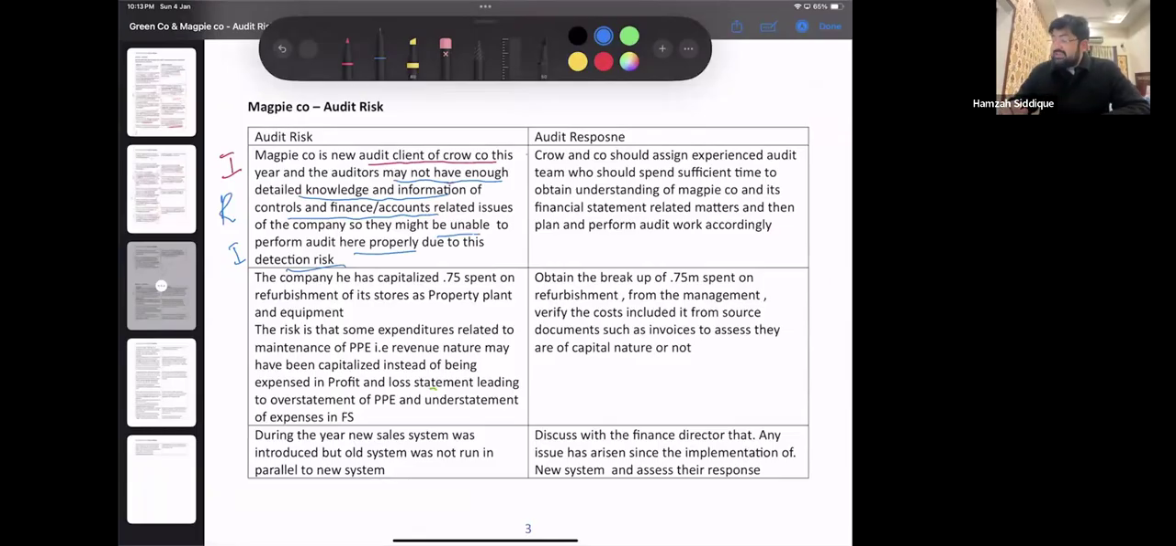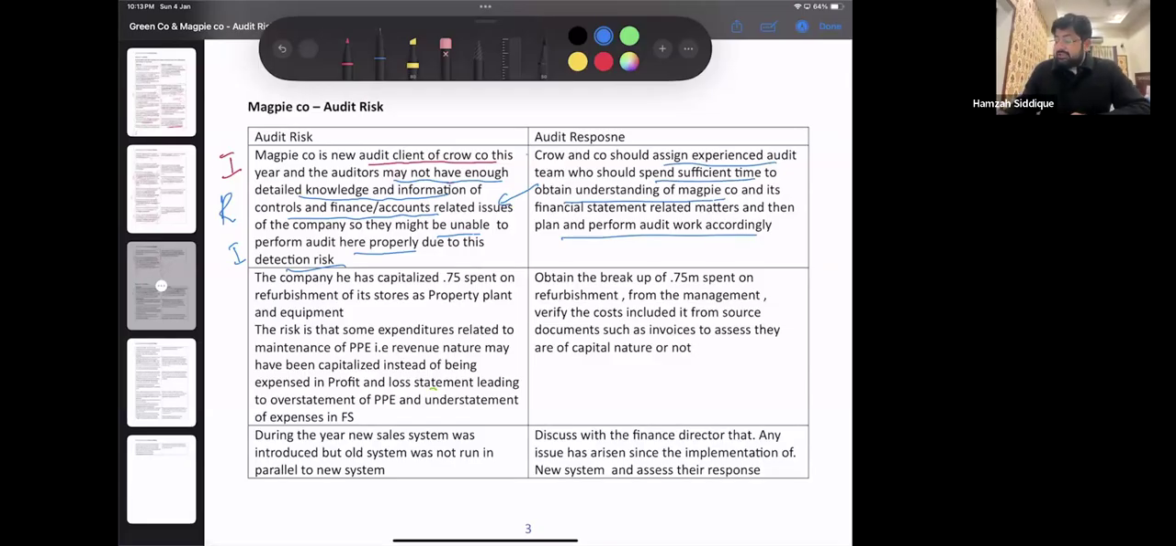Now, what is the response? We may not be able to detect, so the planning may be faulty, and we may not be able to plan and perform the work. So experienced staff should spend sufficient time to obtain an understanding of Magpie and then plan and perform the work properly, so the risk is properly addressed.